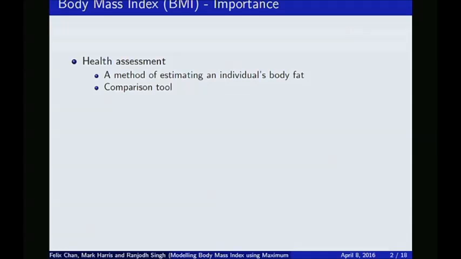The paper has a focus on BMI, which I think we all have a rough idea what it is. But the main point about the paper is not so much about modeling BMI. Of course, that's important, and we'll go through some of those examples in a minute. But it's also about the techniques that we apply.